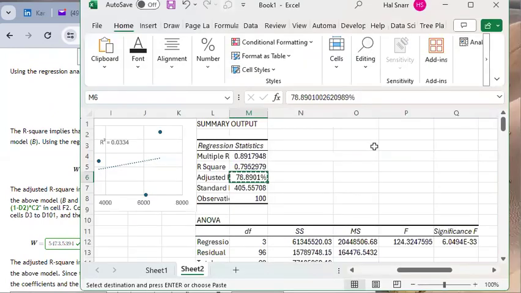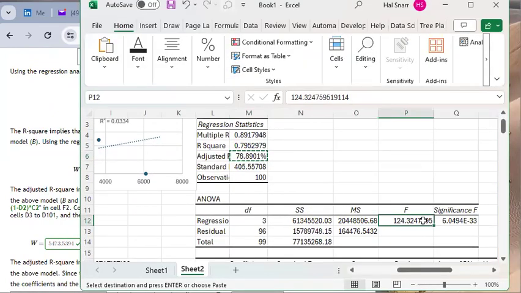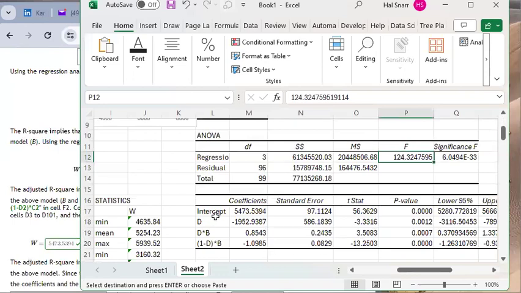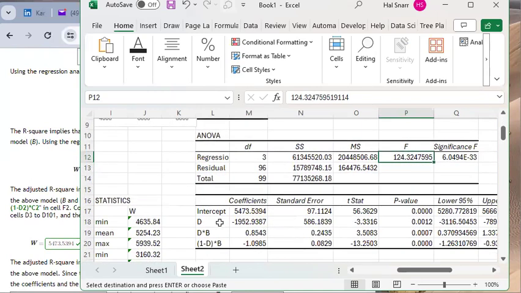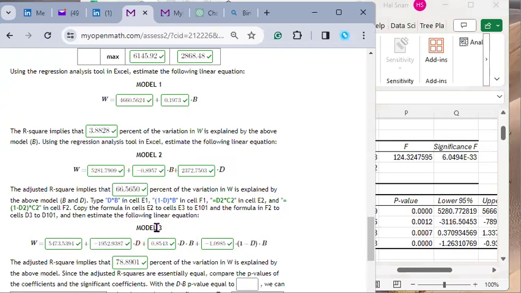Also look at the F statistic. The F statistic is massive now. When we had two variables here, right, it was 99 point something. When we had one variable, the F statistic was like 3.5 or something. By having two intercepts essentially and two slopes, our F statistic is 124, and all the p-values of the variables are highly significant, right? So I would say model 3 is the best fitting model.